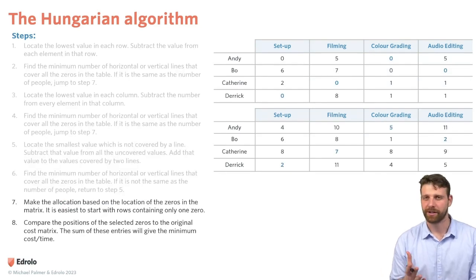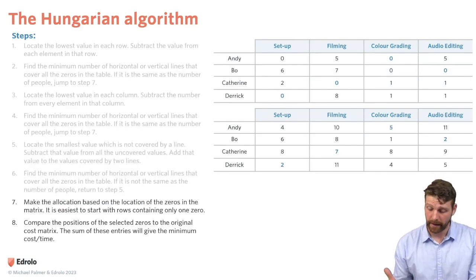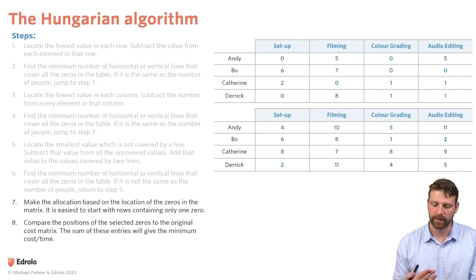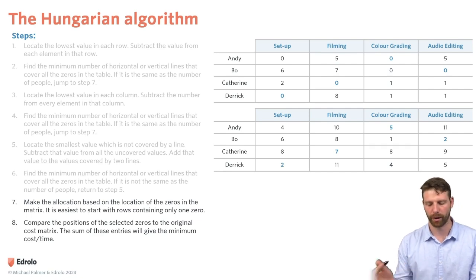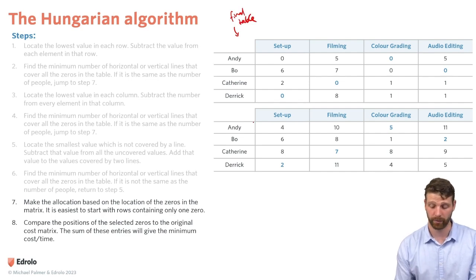Okay, we've reached step 7 of the algorithm, and this is the part where we can say who's going to do what project. So is Andy going to do setup, filming, color grading, or audio editing? What's Bo going to do? What's Catherine going to do? And what's Derek going to do? And so on. And so what we need to do is compare our final table, so that's this one, with our original table, which is the one we started with, and we put it on the slide here.